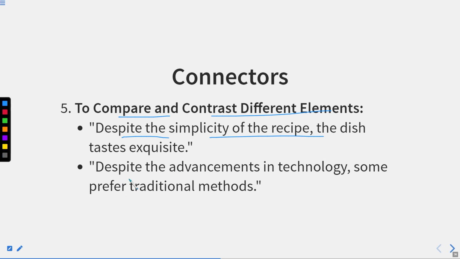Despite the advancements in technology, some prefer traditional methods. It means yes, of course, technology has grown by leaps and bounds, but there are a few people who still prefer traditional methods.